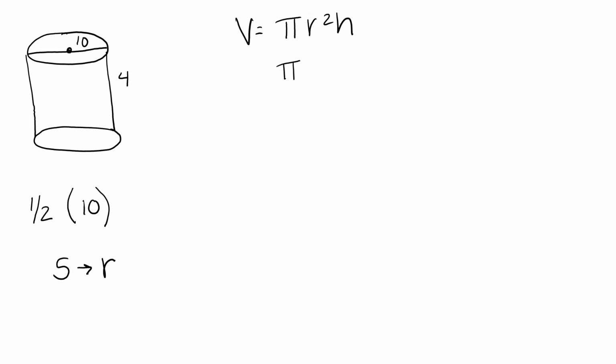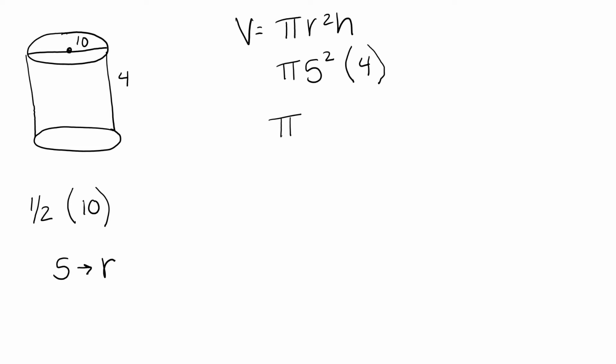For our first problem, we have a cylinder that has a diameter of 10 and it has a height of 4. So our first step is to take half of our diameter because we only want the radius, and half of 10 is 5. So 5 is what we're going to use to plug into our equation. Our formula is pi r squared h, plugging in that radius that we solved, 5, and our height, 4.